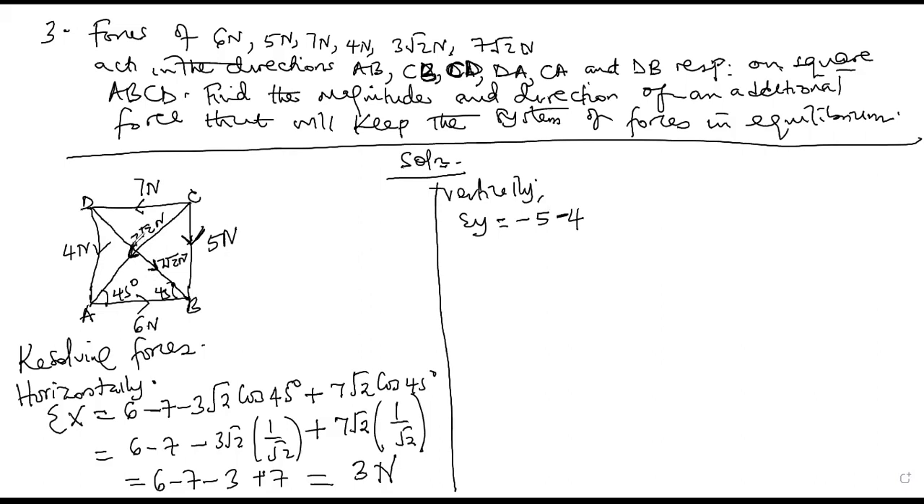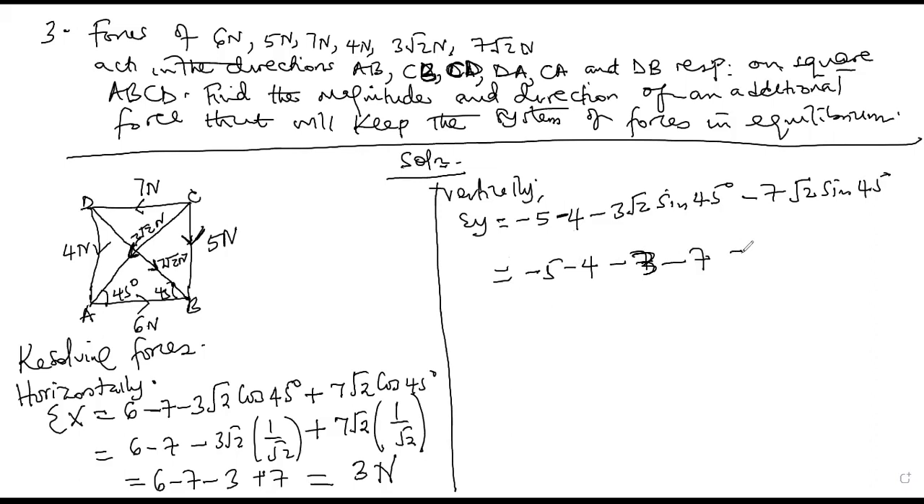Since the 3 root 2 is acting downwards, meaning it's going to the south direction, it will be minus 3 root 2 sine 45. Also, this 7 root 2 is going in the negative side of y. So it will be minus 7 root 2 sine 45. So this is minus 5, minus 4, minus 7, okay, minus 3, then minus 7, which is equal to minus 19.